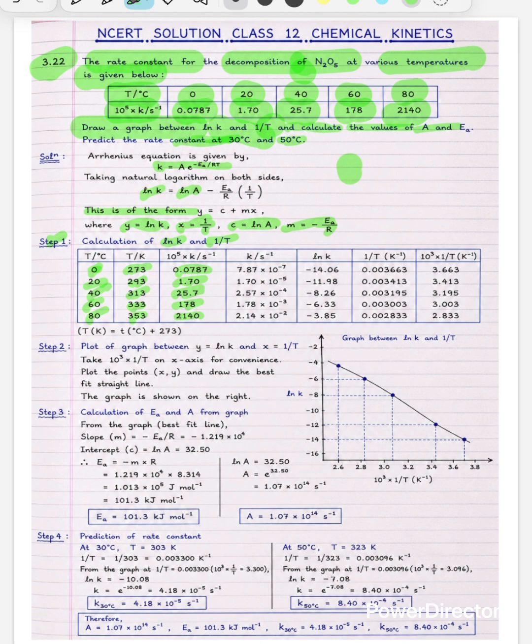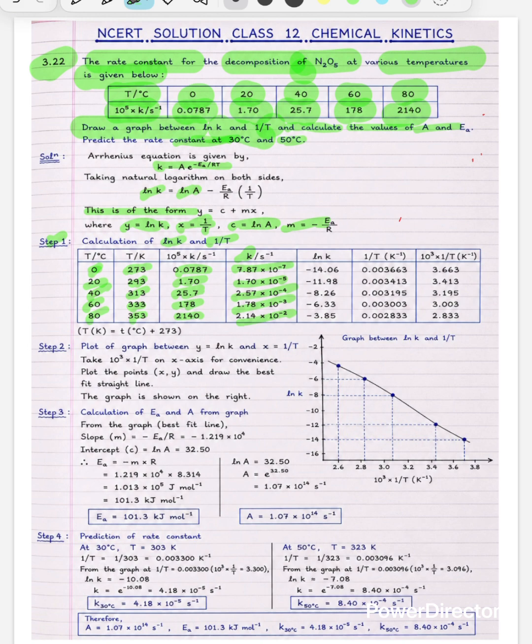Now calculate the log of K. For example, K is 0.0787 into 10 raised to power minus 5. When we manage the decimal, this becomes 7.87 into 10 raised to power minus 7. These are all the values of K in per second. The unit is per second, which means this is a first order reaction.